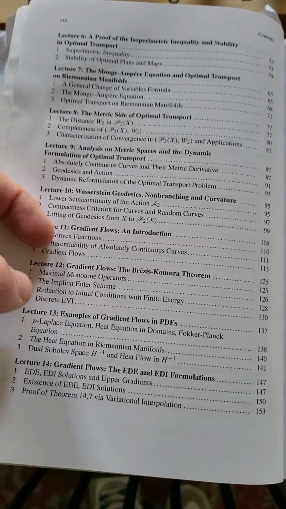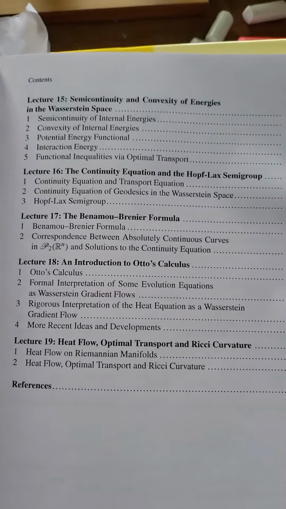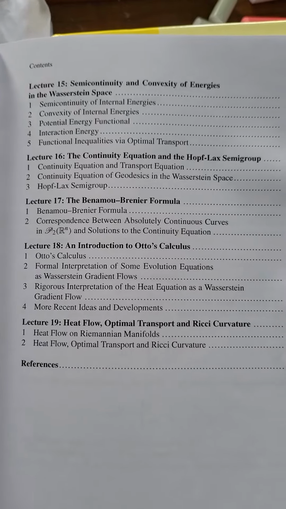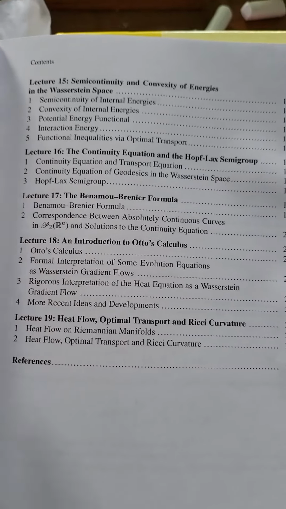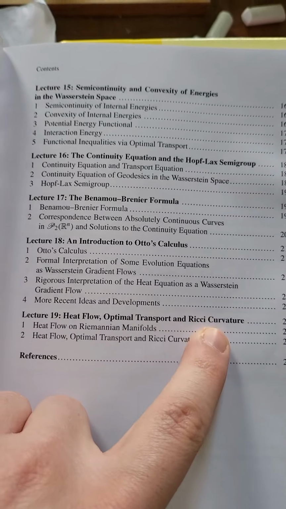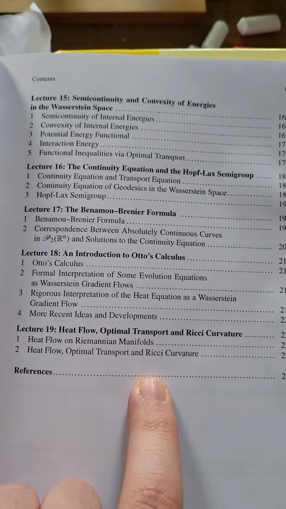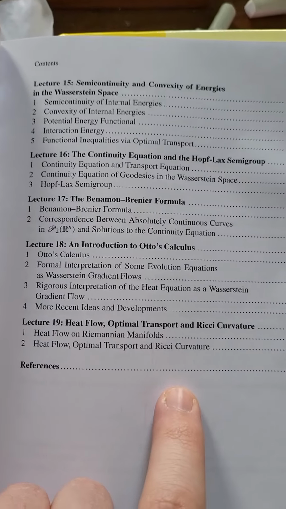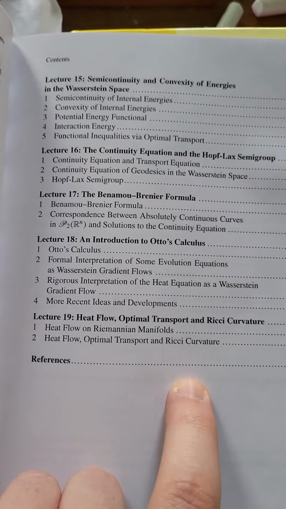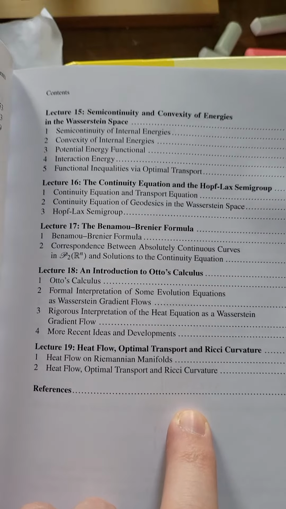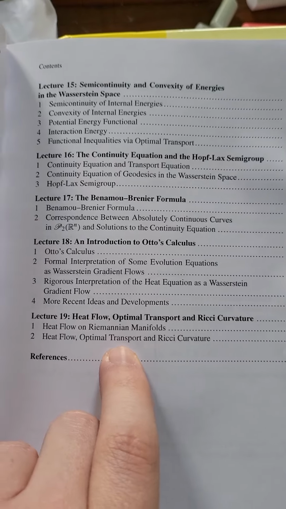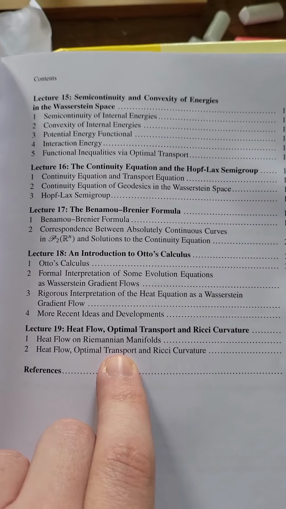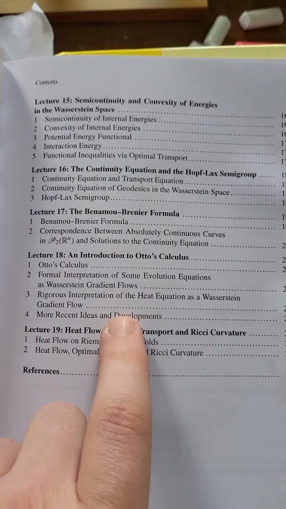And then lecture 13 is some examples of gradient flows. Eventually we start to get a little bit into the Riemannian manifold side of things. As you can see, lecture 19 gets into optimal transport and Ricci curvature. There's a lot of relationship because optimal transport is so geometric. It has a lot of relationship with Riemannian geometry, and those relationships are currently being explored in research. And that's one of my research interests. But you can see that by the end of these lectures, we get to Otto's calculus in lecture 19.